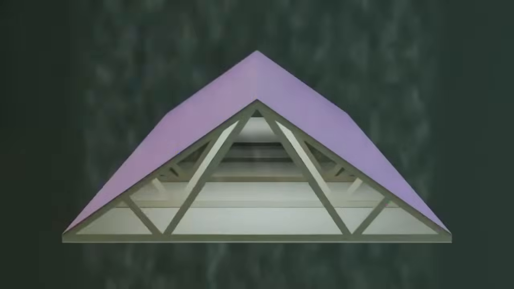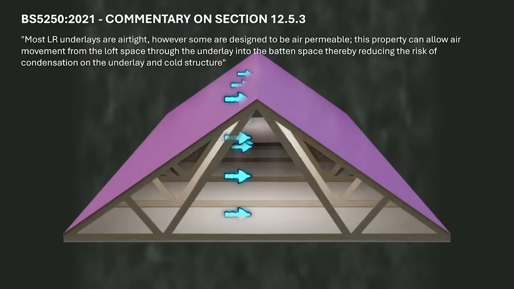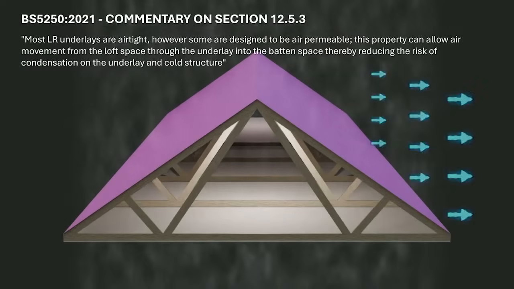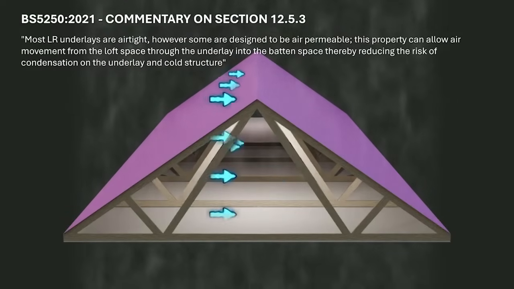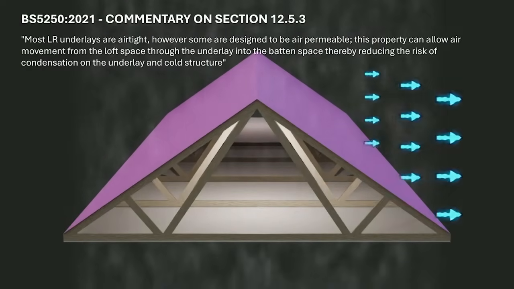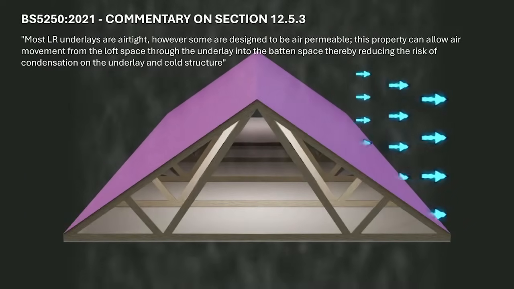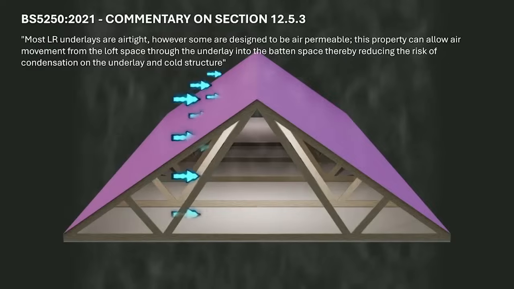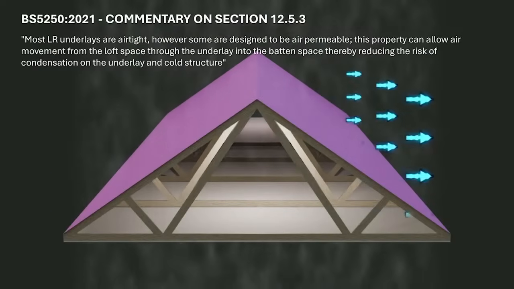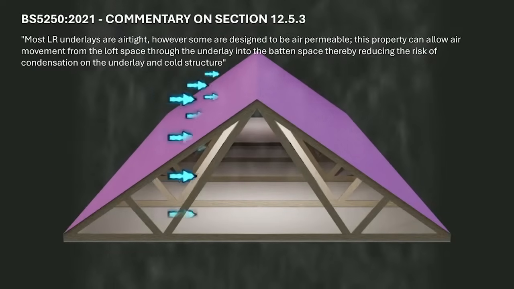The final BS 5250:2021 text simply includes the following footnote. Most LR underlays are airtight. However, some are designed to be air permeable. This property can allow air movement from the loft space through the underlay into the batten space, thereby reducing the risk of condensation on the underlay and cold structure.